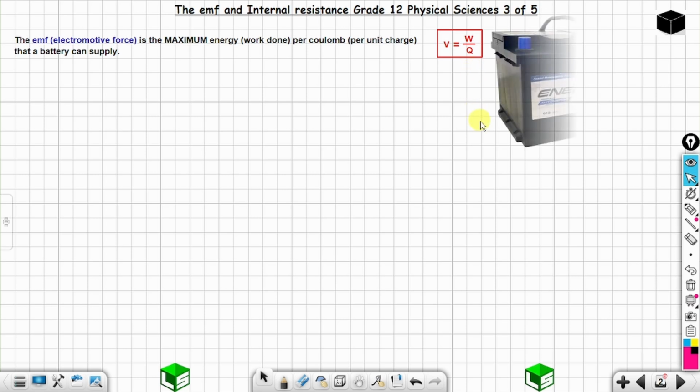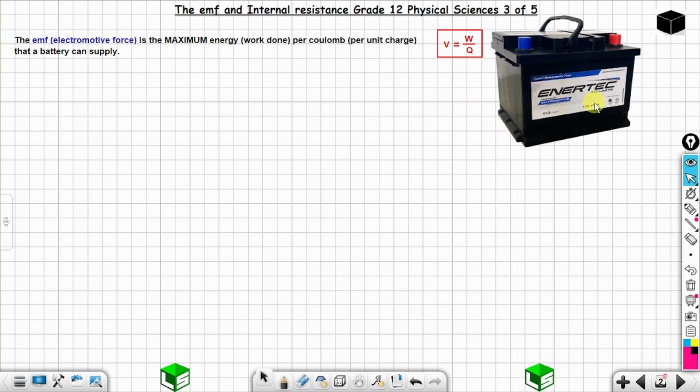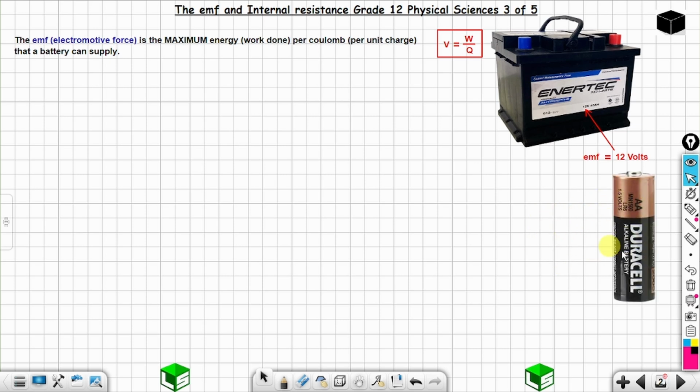If you buy a battery like this one, you are going to see on the battery there is a voltage indicated. For example, 12 volts. This is the EMF of this battery indicated on the battery. If you buy a cell like this one, on the cell you are going to see that there is a voltage indicated, 1.5. This is the EMF of this cell. So EMF is the maximum potential difference or the maximum voltage.